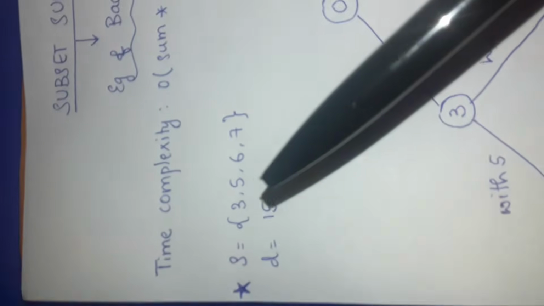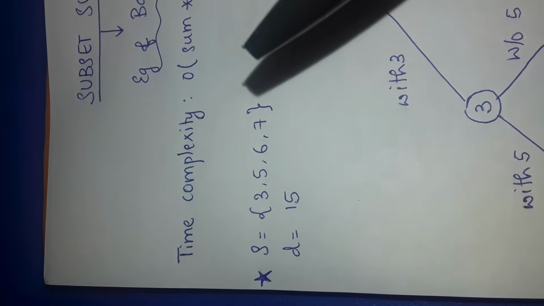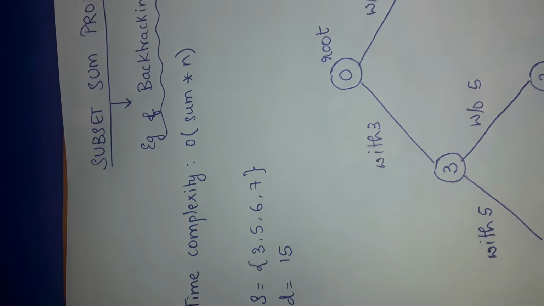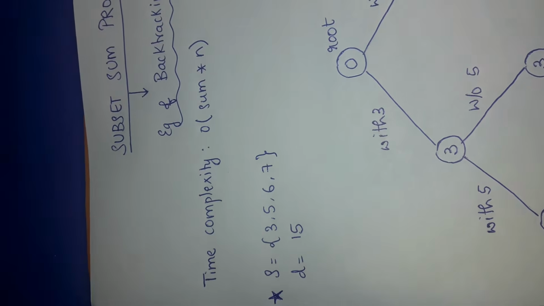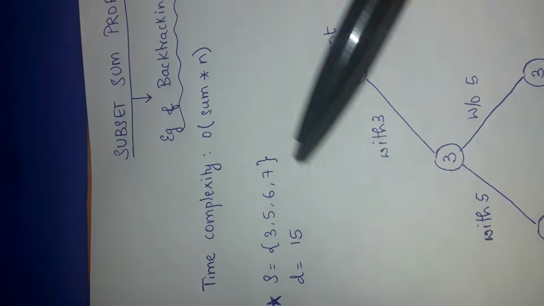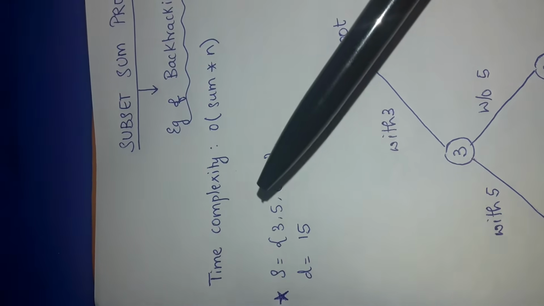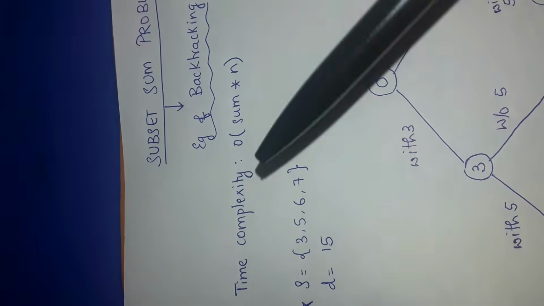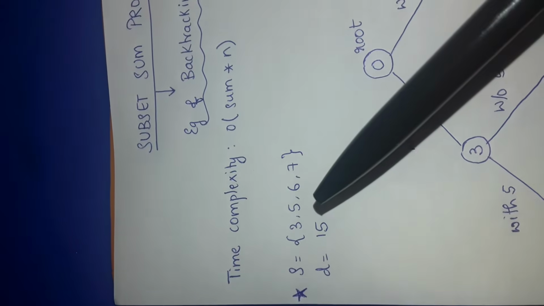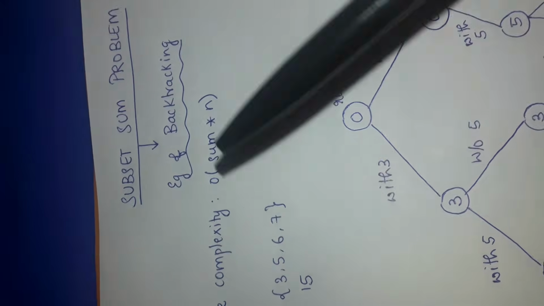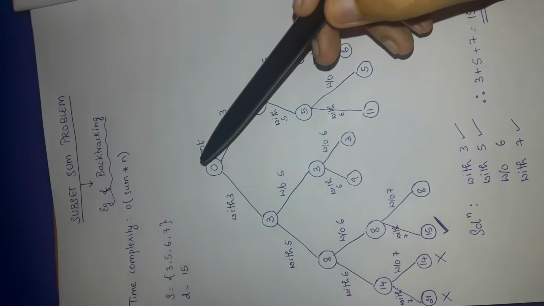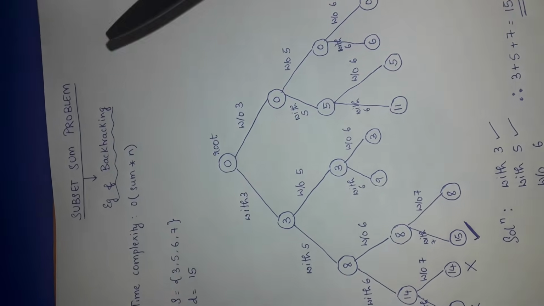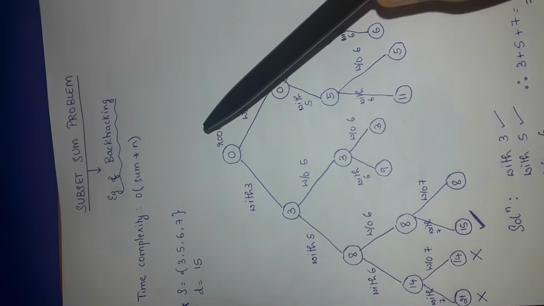Here is a given problem. S is equal to 3, 5, 6, 7 and D is equal to 15. Now, let us see; you will understand it much better. These are all the individual values and totally you will have to get 15. By adding any combination of numbers, you will have to get the sum as 15. So, now we shall choose 0. Before starting the problem, you just take it as 0, and that is the root node.